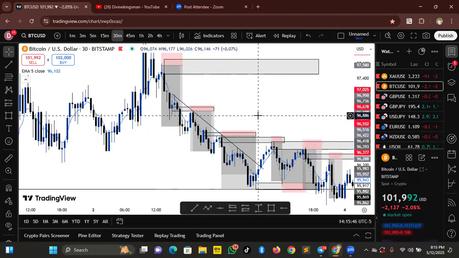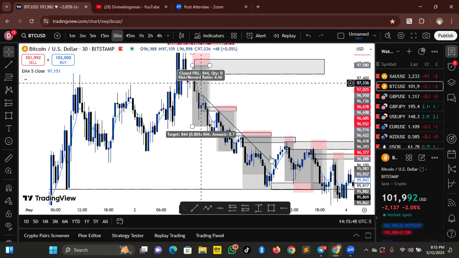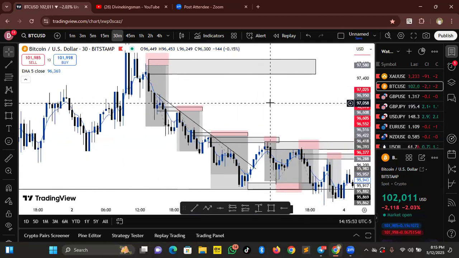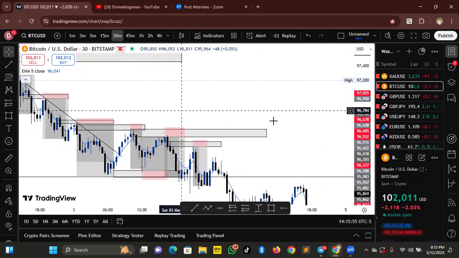So this is how you connect your trend line. If it's in a downtrend, you connect it from the top, right? Connect the highs. That means if the market is in a downtrend, you're connecting the highs. If it's in an uptrend, you connect the lows.